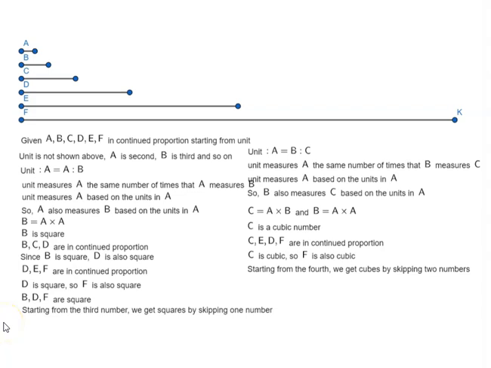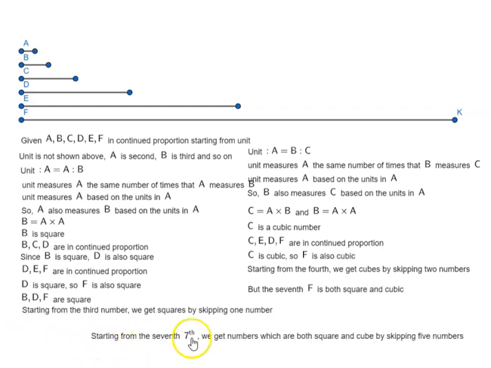And now, if you noticed, the 7th, G, is a cubic and it is also a square. So the 7th is both square and cubic. And if we take it further and take the appropriate continued proportion, you will notice that starting from the 7th, we get numbers which are both square and cube by skipping 5 numbers. So we have proved all the 3 parts of the proposition. That was proposition number 8 of book 9 of Euclid's Elements.